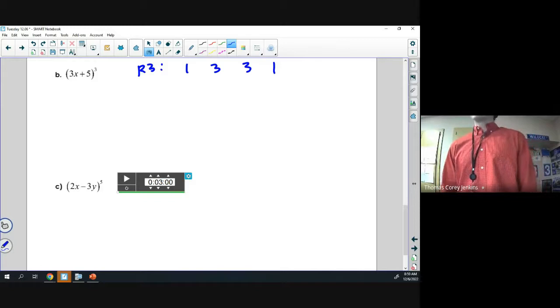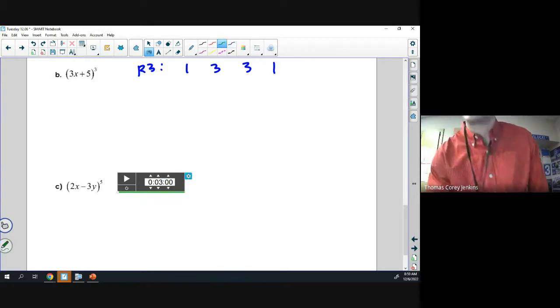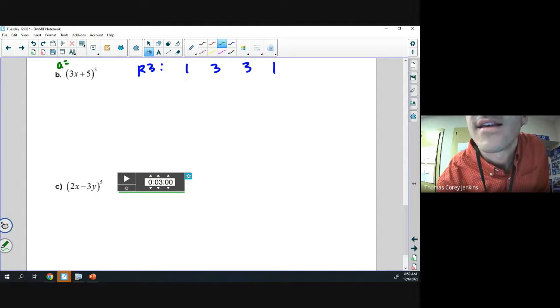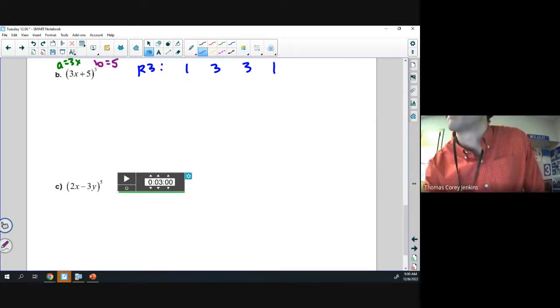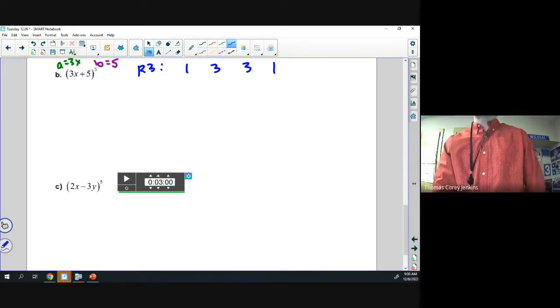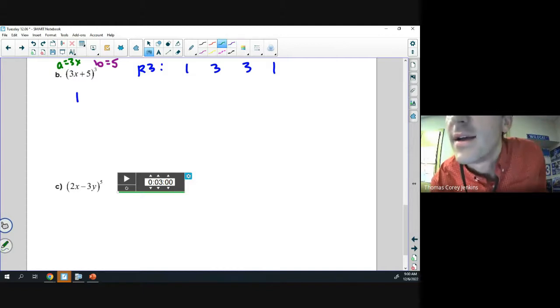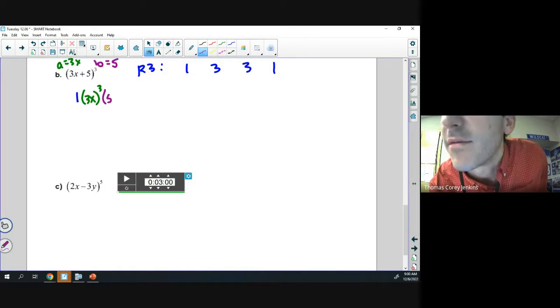All right. So anyways, then we have A is 3x and B is 5. So all of our terms are going to be positive here, but our coefficients might be a little bit tougher because we have a couple numbers going on. All right. So term 1 would be 1 times 3x to the what? Say it if you know it. Third. Good. It was either going to be third or 0. Then times 5 to the 0.